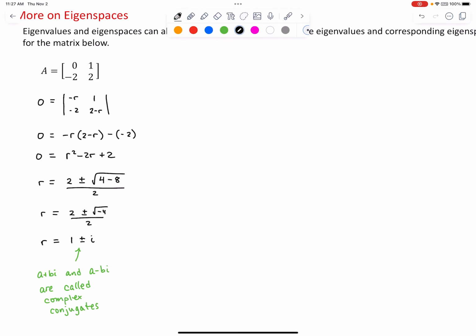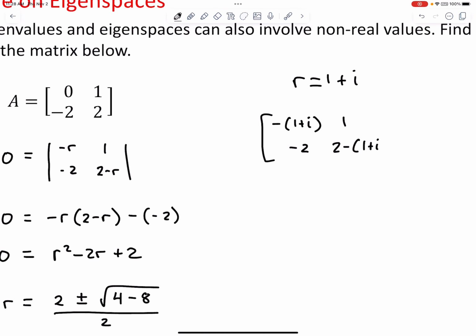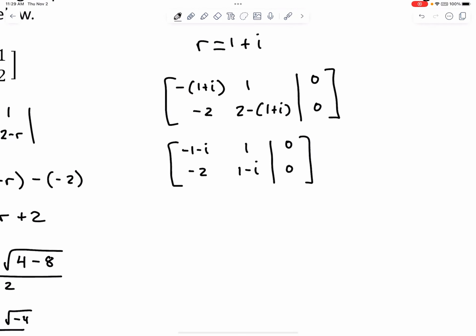So we continue with our process. We begin with one of these two eigenvalues. Let's go with 1 plus i. We remove this eigenvalue from the main diagonal of A, multiply it by an eigenvector x, and set it equal to the 0 vector, and create an augmented matrix. Now the coefficient matrix will be basically what you're seeing right here, but with r being 1 plus i. So here's our coefficient matrix, and our augmented matrix would have the 0 vector on the right. Okay, simplifying, our augmented matrix becomes this.